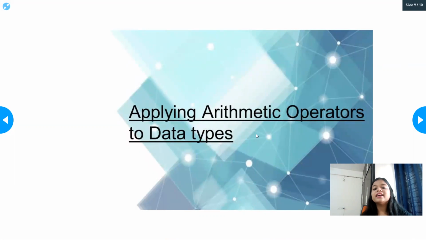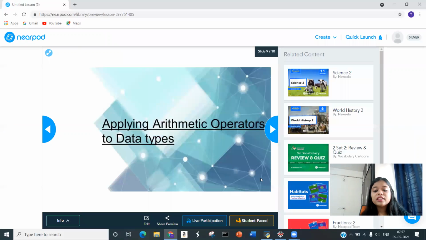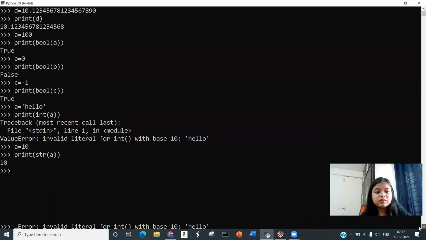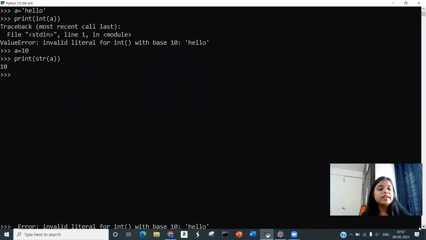Next is applying arithmetic operators to data types. Now we saw our data types and we saw the arithmetic operators available to us. What we are going to do is combine both, and let's see what happens. So we are basically going to code it again. So yes, coming back to our code. I hope the screen is visible.